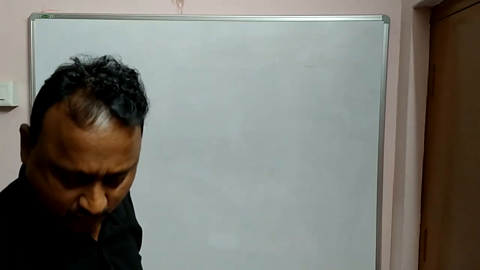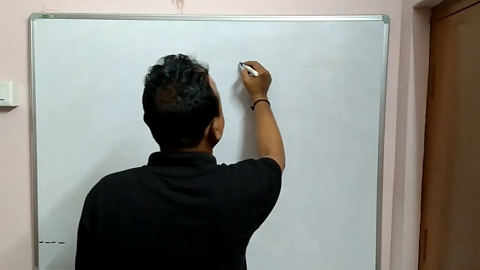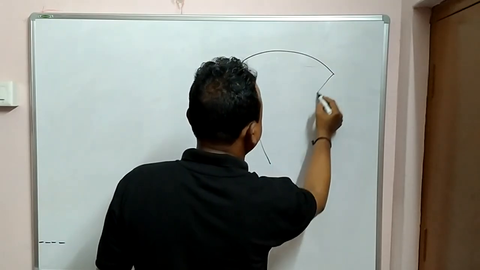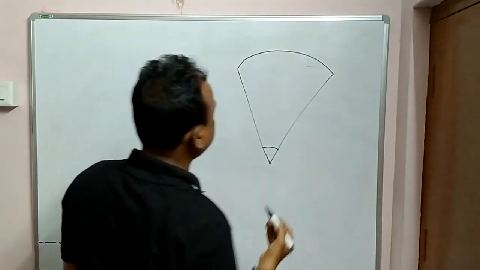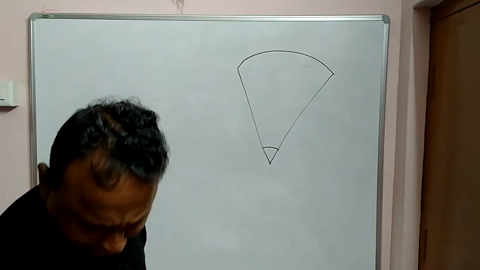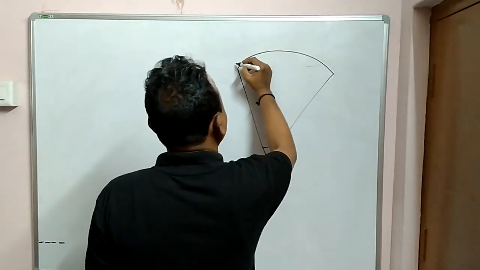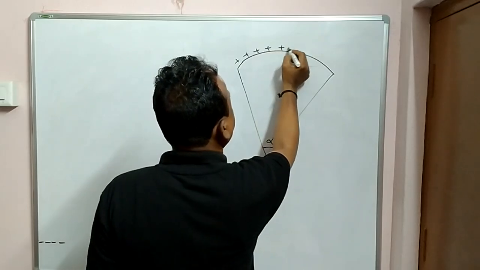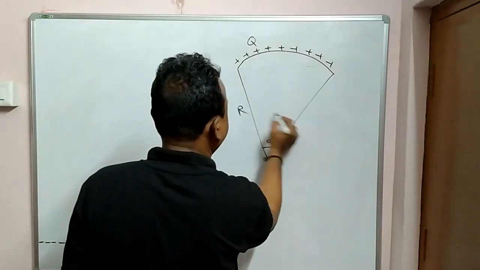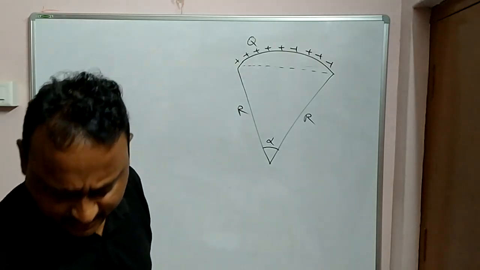The same thing I told you in gravitation, what you have dealt with there, is repeated here. For example, see here. Like this, an arc is given. Let this angle be some theta, or alpha, anything you can take. Now this is where the charge is distributed. Let this charge be capital Q and let the radius be R.